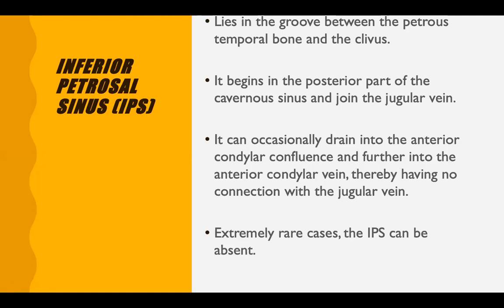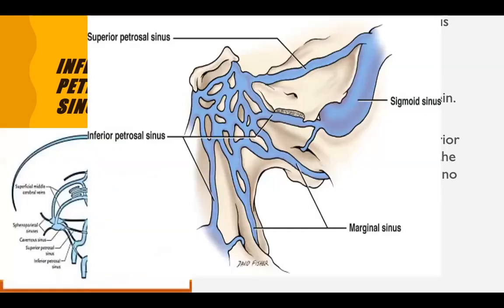Regarding the inferior petrosal sinus, it's an important vein because it's commonly used for therapy in CCF also, via the venous pathway. It lies in the groove between the petrous temporal bone and the clivus, and it starts in the posterior part of the cavernous sinus and joins the jugular vein. Occasionally, as I told earlier, the inferior petrosal sinus does not drain into the jugular vein, and it drains into the anterior condylar confluence, which is a mixture of multiple veins, with no connection with the jugular vein itself. And in extremely rare cases, the inferior petrosal sinus can be absent.